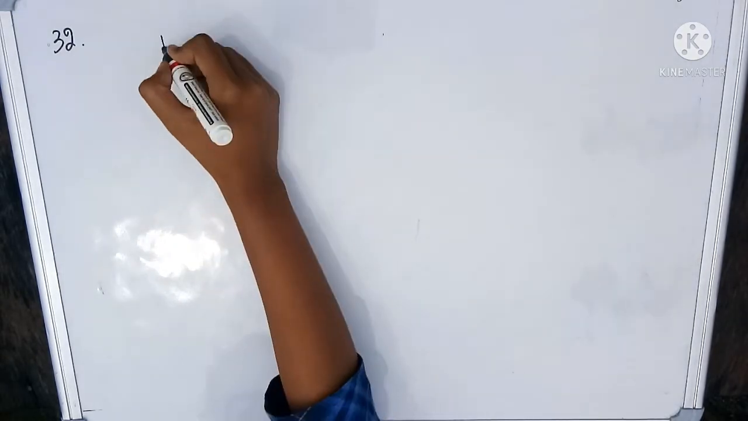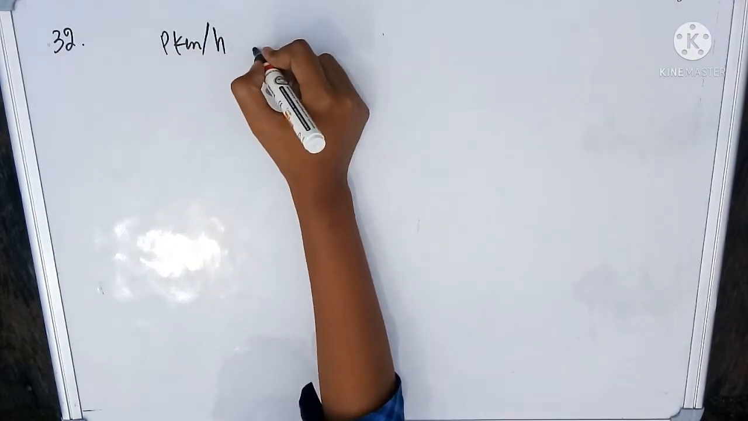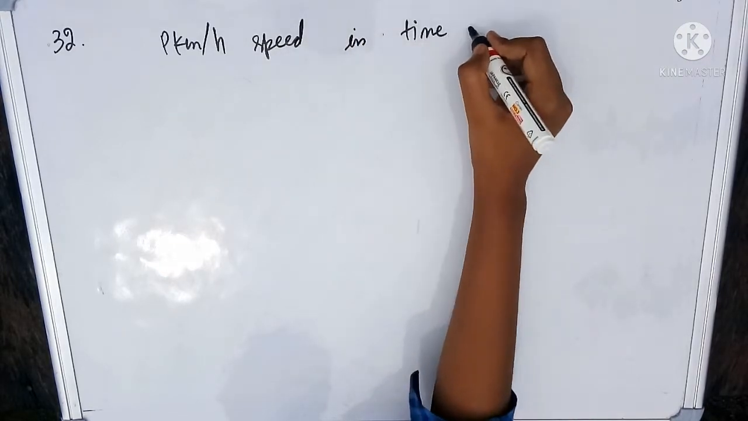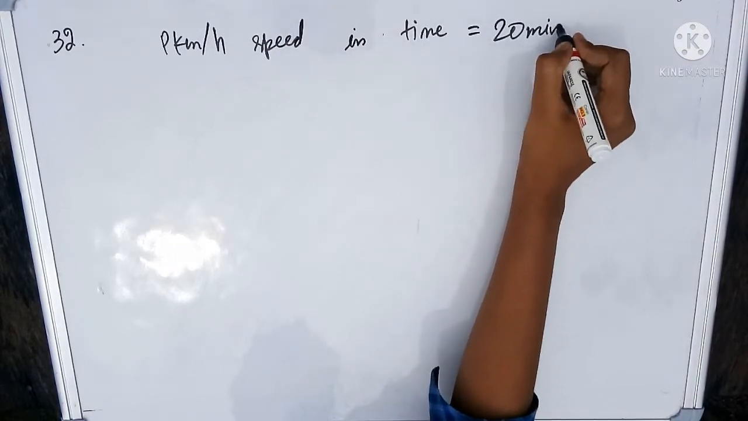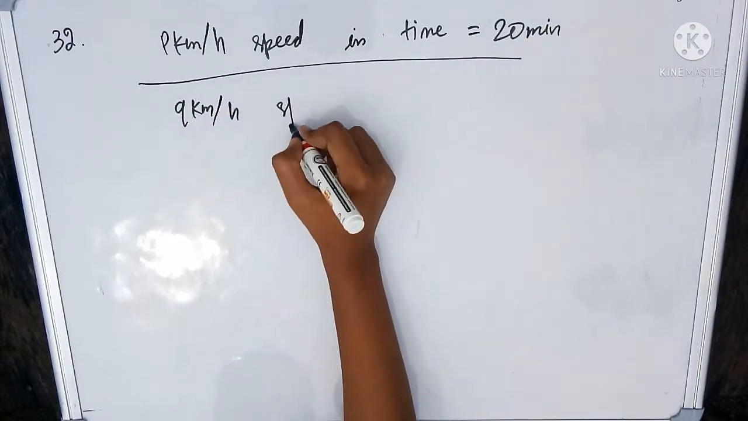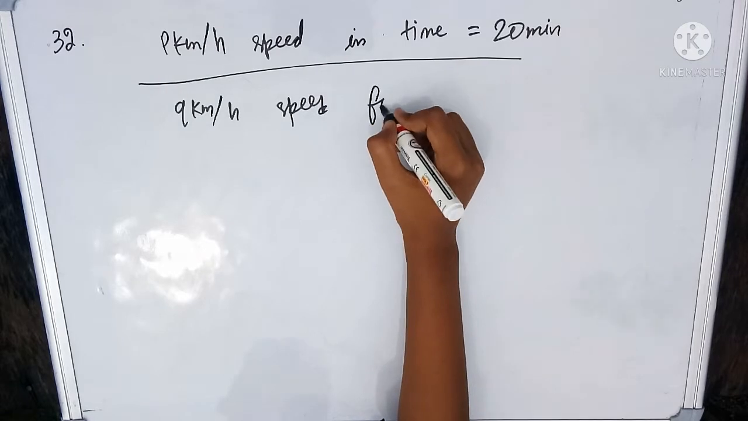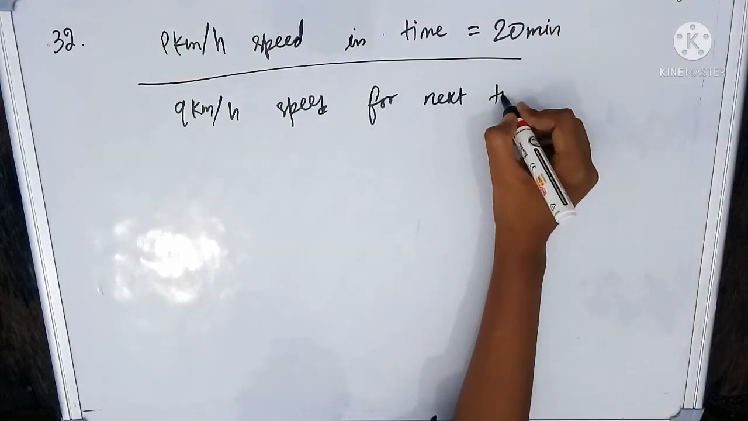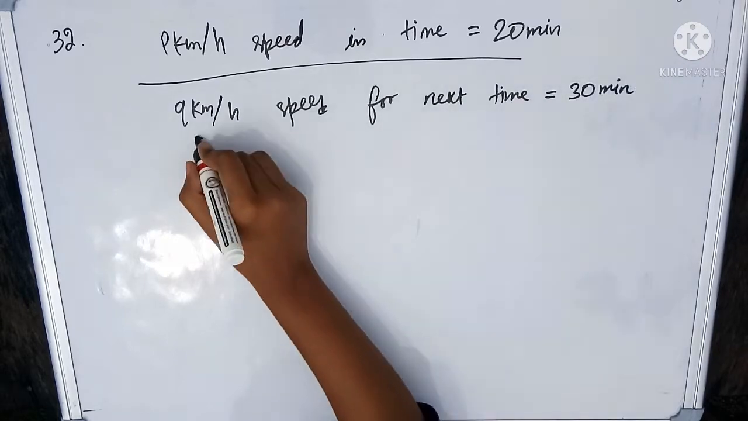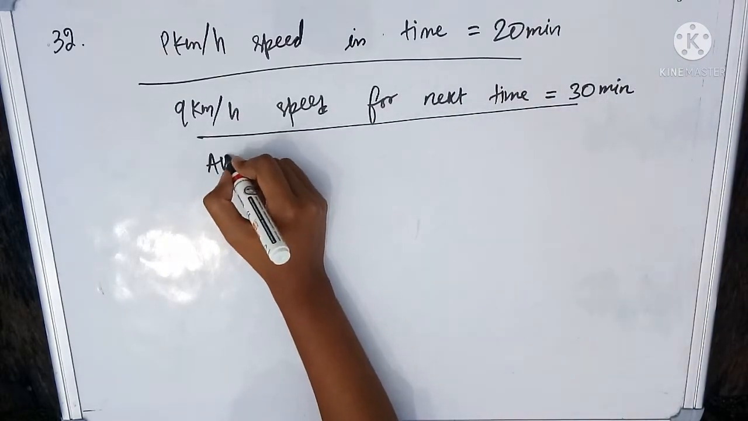It says that a man moves with p km/h speed in time which is 20 minutes, and again q km/h speed for the next time which is 30 minutes. Now we have to find out the average speed of the man.